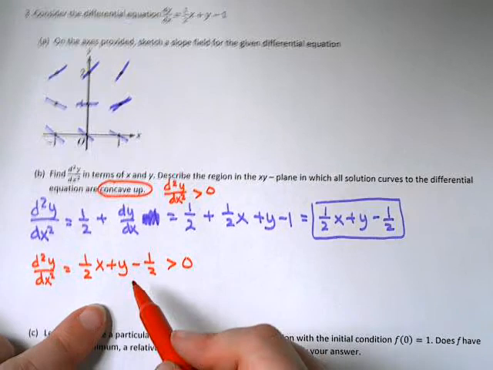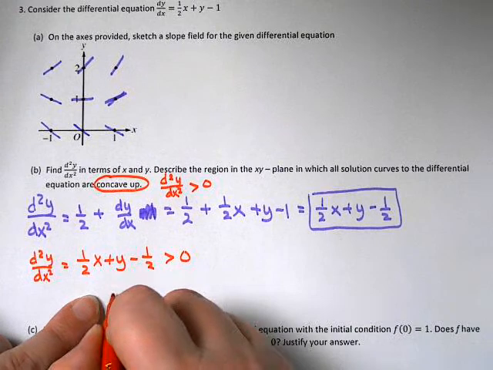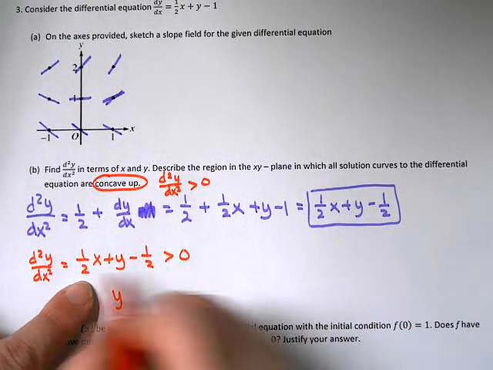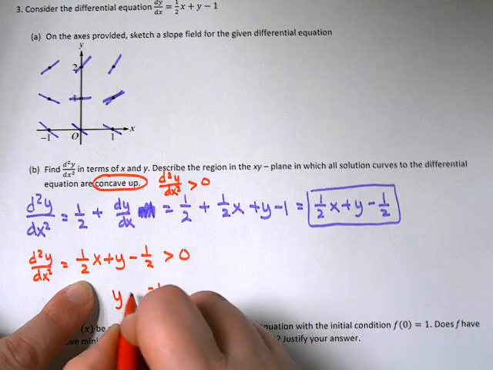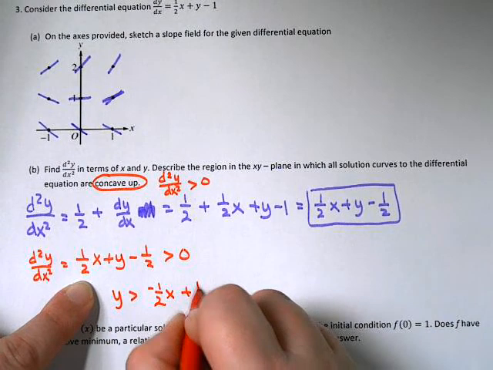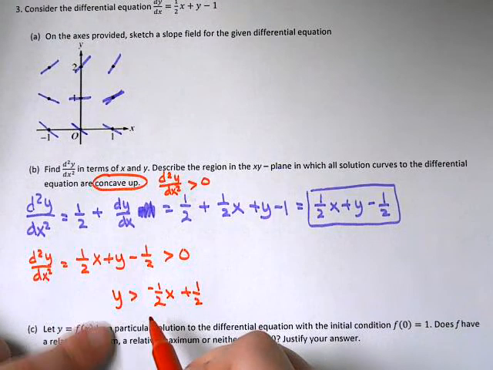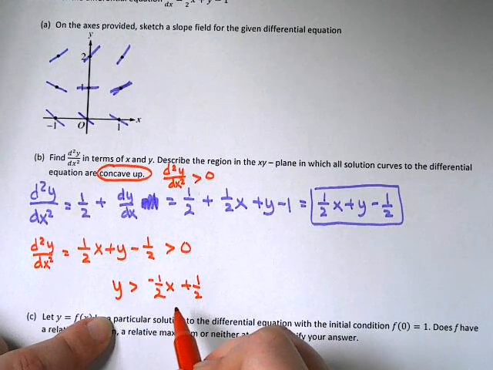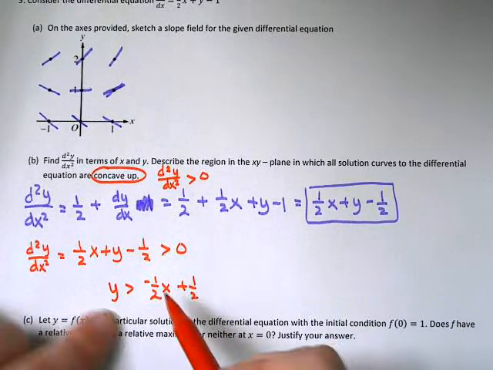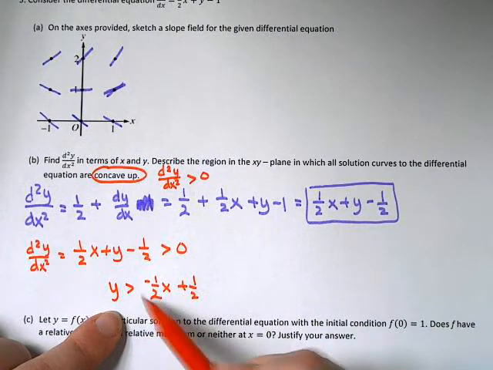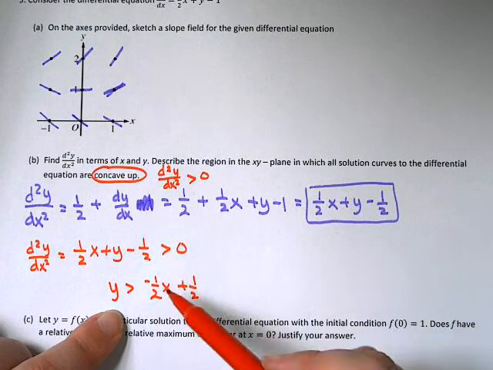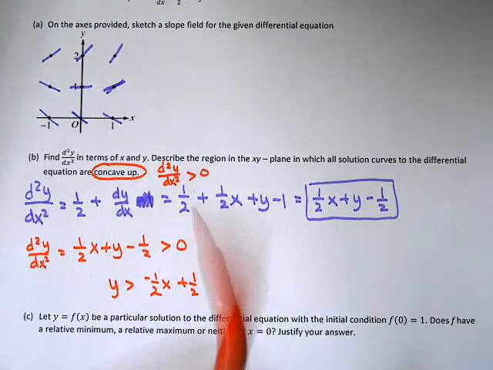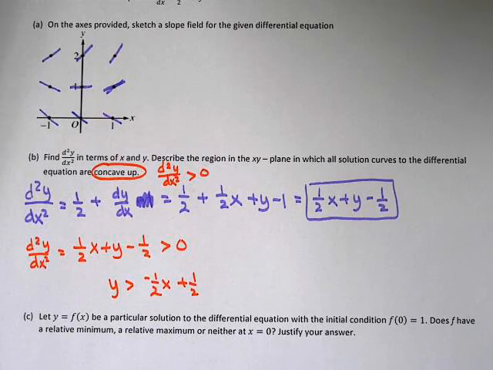So what I'm going to do here is solve for y. So I'm going to have y, if I subtract the 1/2 x over, it'd be a negative 1/2 x, and I would add the 1/2. So I would have y is greater than negative 1/2 x plus 1/2. Well, that means that anything that's above this line is going to be positive, and that means that anything that's above that line is going to mean that it's concave up. Sorry about that.